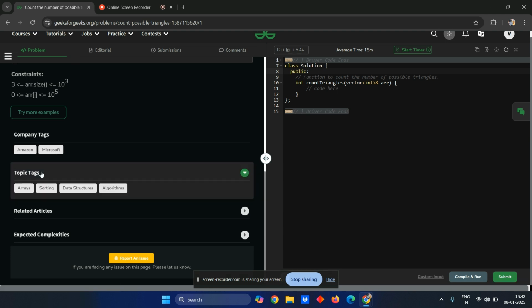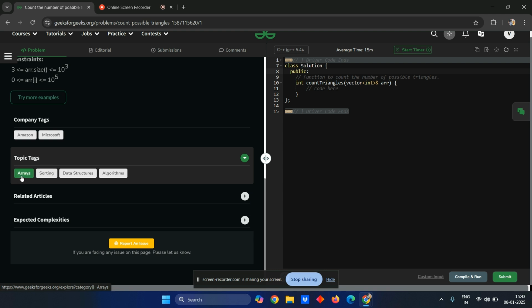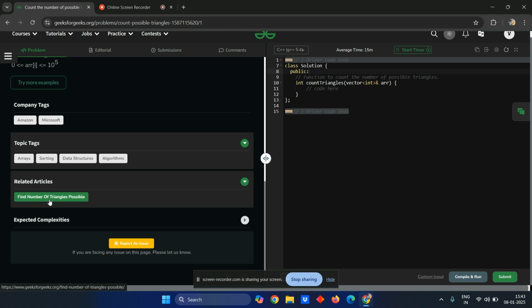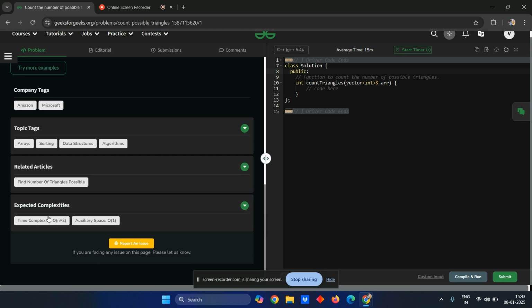For solving these questions, these techniques are required: array sorting, data structures, and algorithms. If I talk about the related article, it is Find Number of Triangles Possible, and we need to solve this problem with an expected time complexity of O(n^2) and expected auxiliary space of O(1).